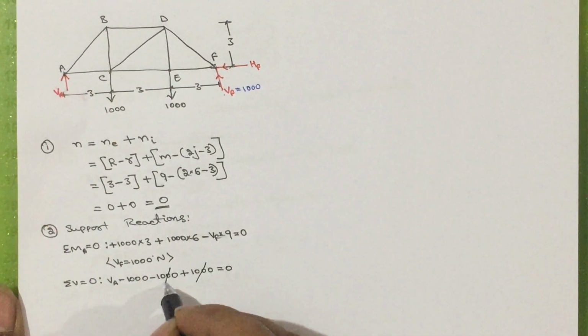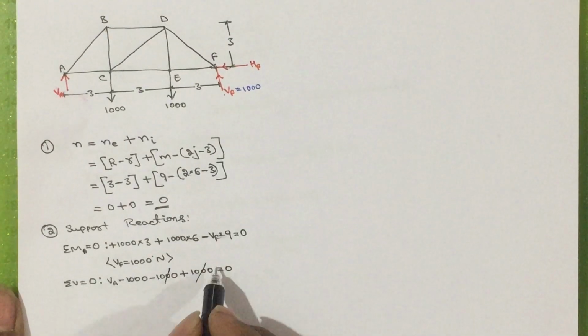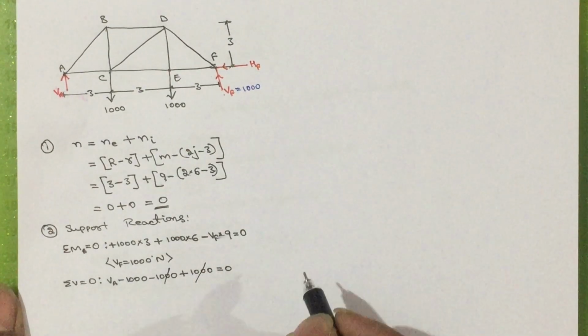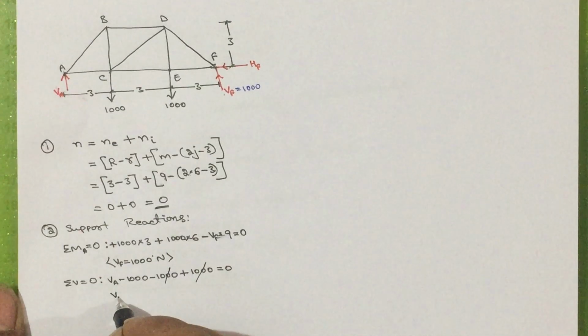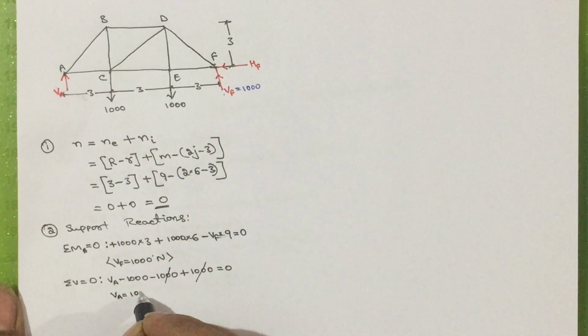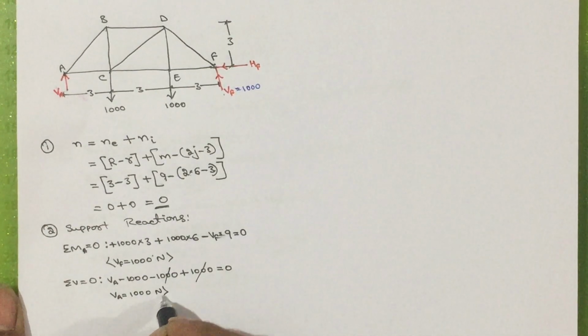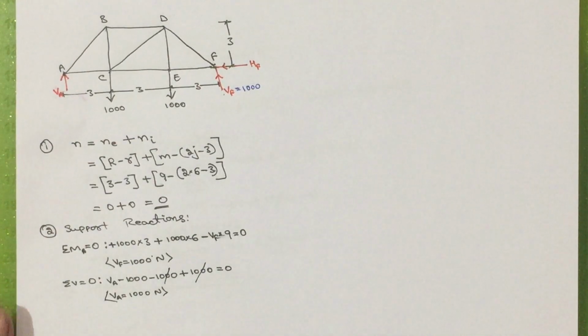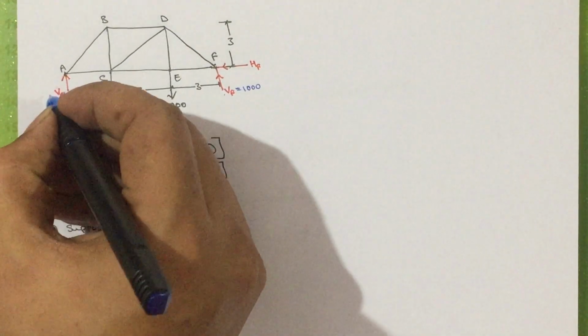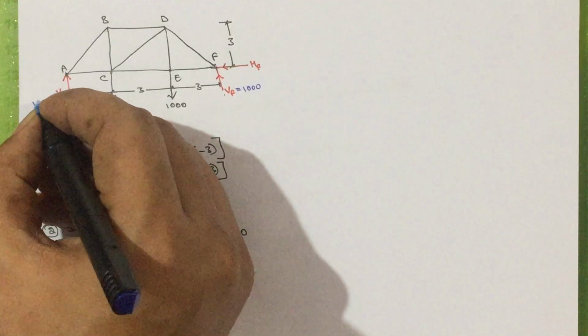Here plus 1000 minus 1000 get cancelled, VA minus 1000 is equal to 0, or if it goes that side, VA is equal to 1000 Newton. So, we got the VA value, so update it. VA is 1000.